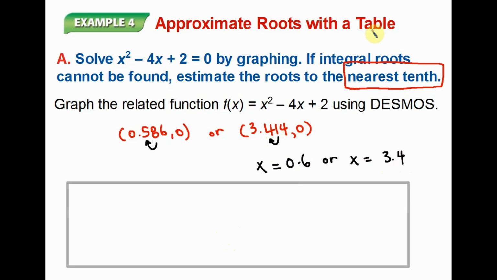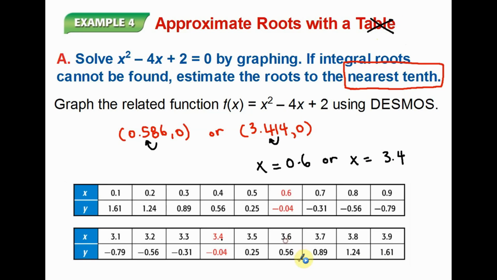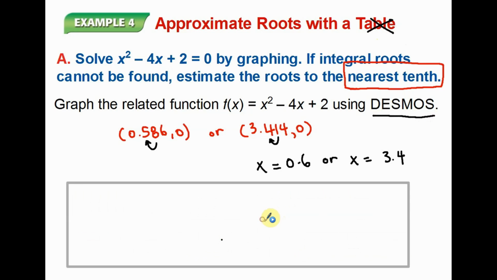The reason I have a table written as a title is because the textbook wanted you to estimate. However, since you're allowed to use a graphing calculator on the assessment, I'm just going to practice using Desmos, hoping that you're using your graphing calculator.